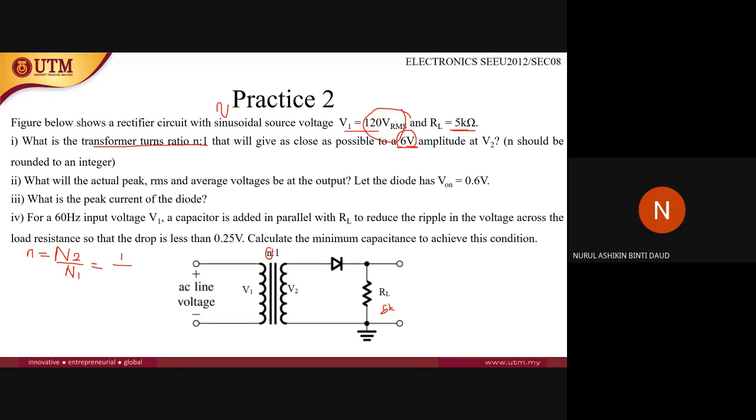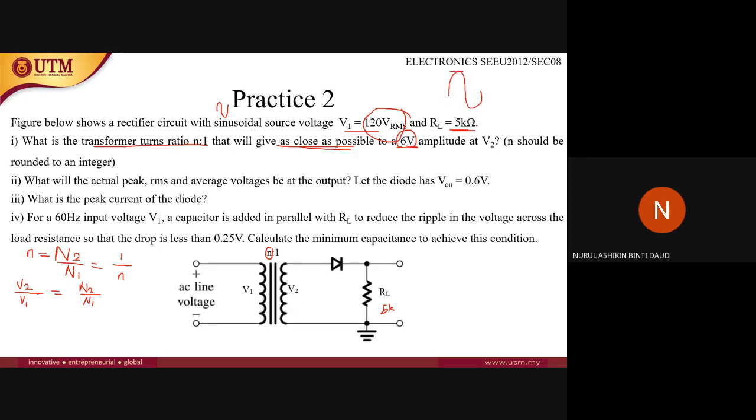N1 is not given, so you have to find this one, right? Which is N. It's given as N. So V2 over V1 is equal to N2 over N1. It's already stated here that the value should be as close as possible to 6 volt amplitude. 6 volt amplitude means that the value here is 6 volt, right?